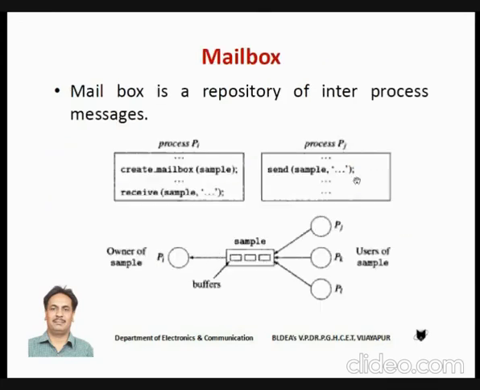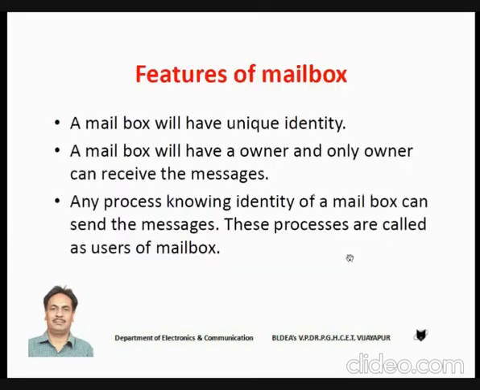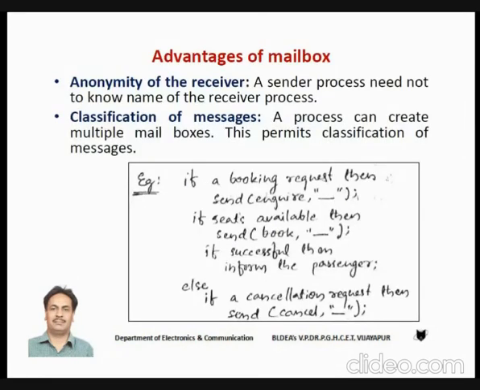So in this example, as we discussed, process PJ, PK, and PL are referred to as users of the mailbox. And students, next we have advantages of mailbox. So basically these mailboxes have two advantages. The first advantage is anonymity of the receiver.